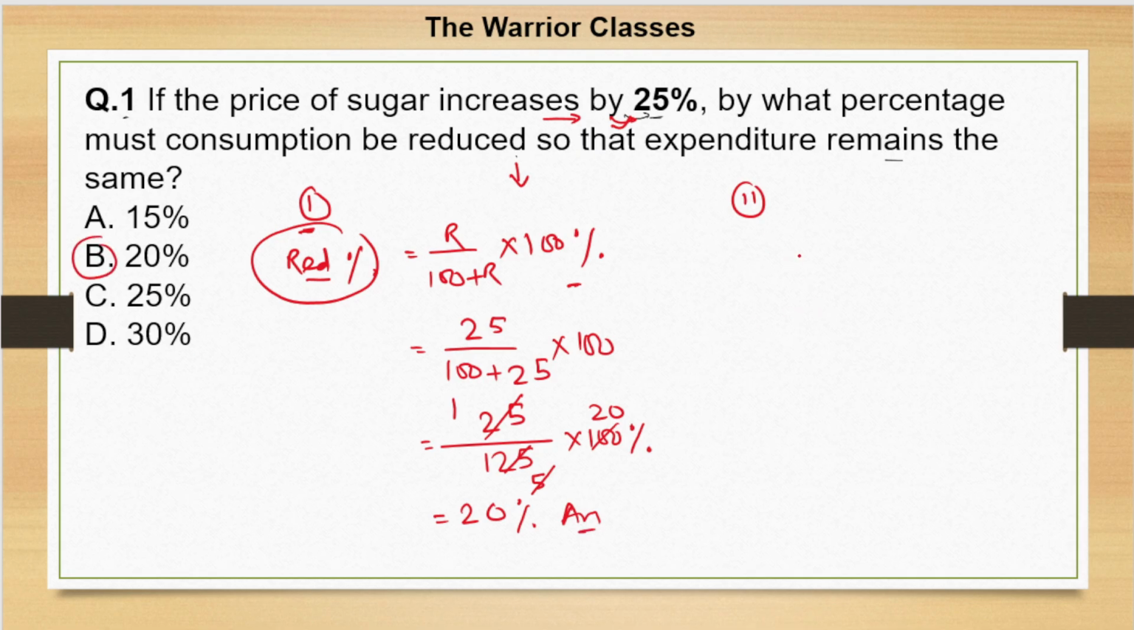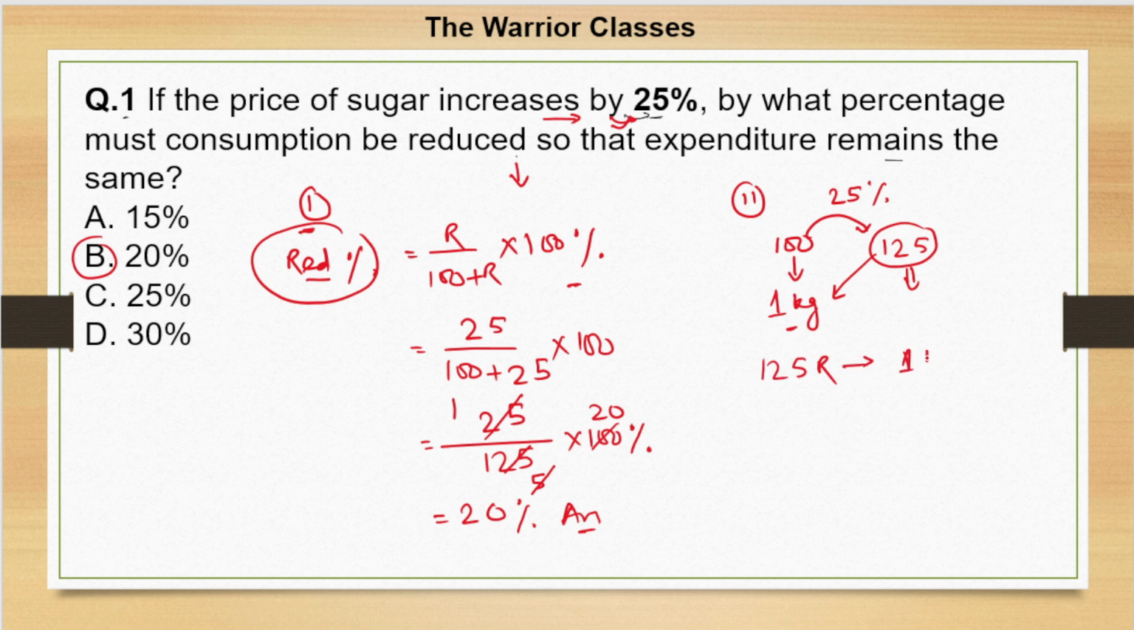Now the elaborative method. Let the earlier price be 100. For 100 we have got 1 kg. Now the price increases by 25%, so it will be 125. Now in 125 rupees we are purchasing 1 kg of sugar, or 1000 gram of sugar, right?